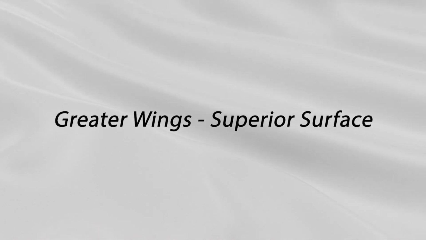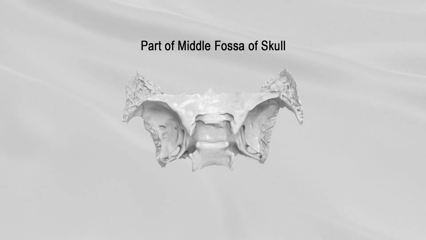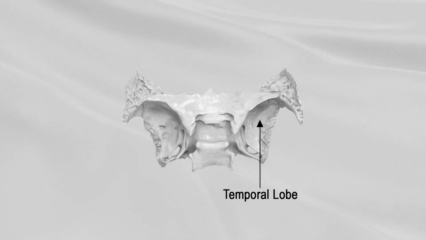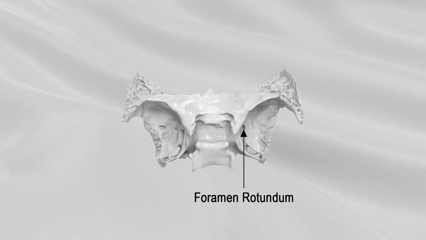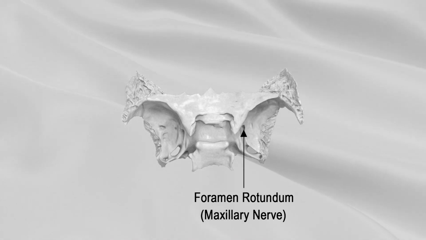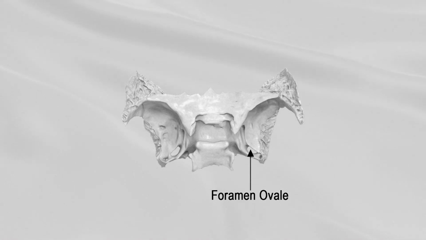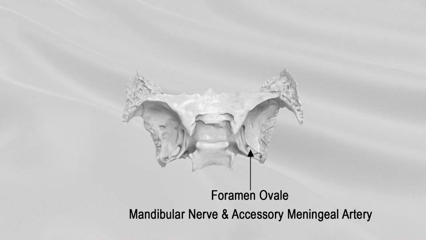Greater wings, superior surface. The superior or cerebral surface of each greater wing forms part of the middle fossa of the skull. It is deeply concave and presents depressions for the convolutions of the temporal lobe of the brain. At its anterior and medial part is a circular aperture, the foramen rotundum, for the transmission of the maxillary nerve. Behind and lateral to this is the foramen ovale, for the transmission of the mandibular nerve and accessory meningeal artery.